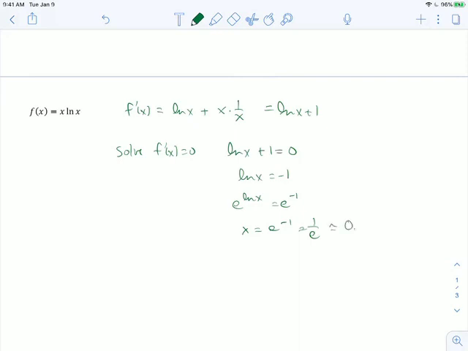And I'll just note that to 3 decimal places, this is about 0.368, so it's a little bit more than one third. So our critical point in this case, there's just 1, x equals 1 over e.